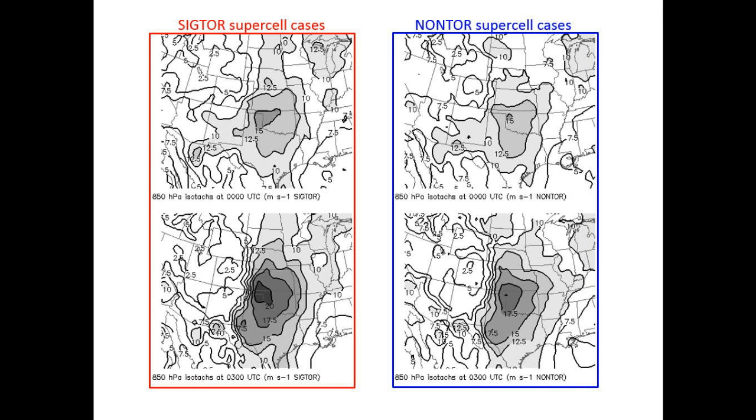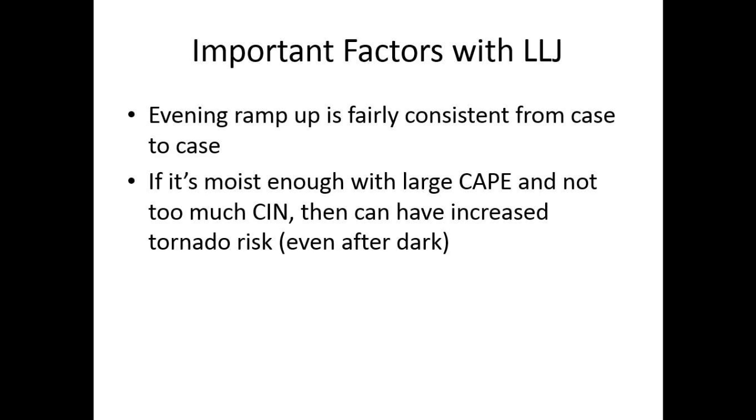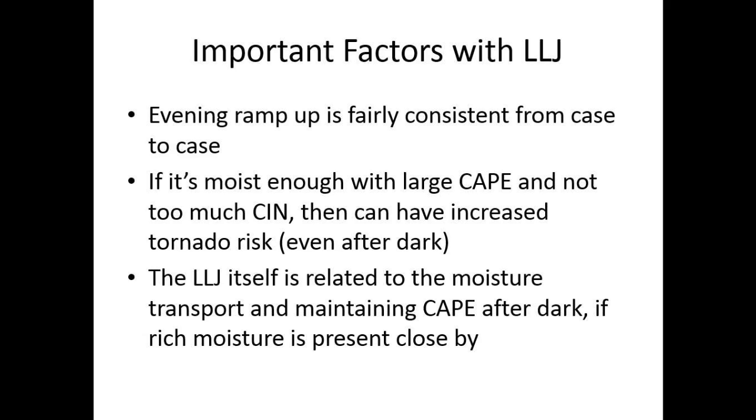The surface decouples, and the low-level jet ramps up, especially in cases where there's a deepening lee cyclone. You may be well ahead of the synoptic wave. That low-level jet ramp up is pretty consistent, but what's not consistent from case to case is the distribution of moisture and convective inhibition and that sort of thing. So you can actually have the tornado risk increase after dark, and it's related to the low-level jet being the transport mechanism to get higher moisture content somewhere where it may not have been earlier.